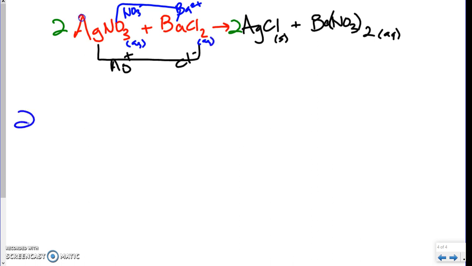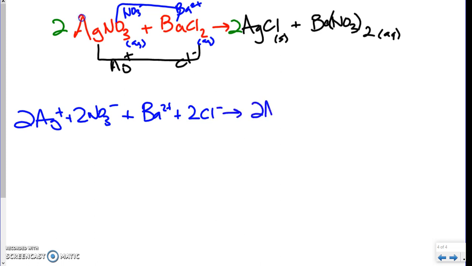So 2 silver nitrates would be 2 silver ions and 2 nitrate ions. And then we've got a barium chloride, which would be a barium ion and 2 chloride ions. React to form 2 silver chlorides. We're going to leave those together because that's a solid. And then the barium nitrate is a barium ion and 2 nitrate ions because of the way that works out.